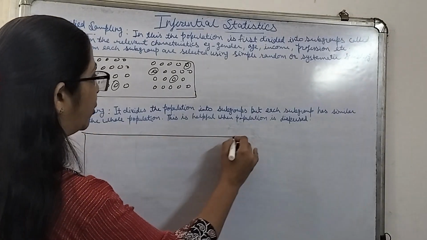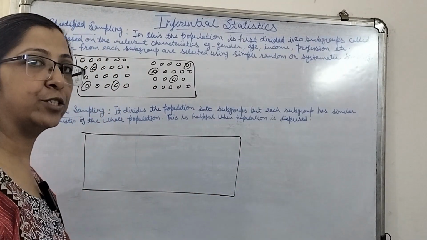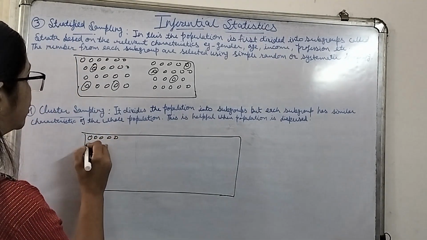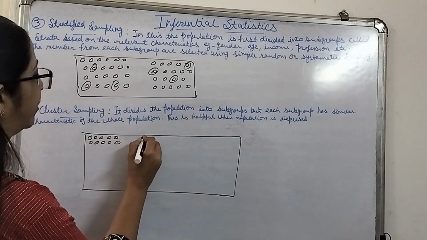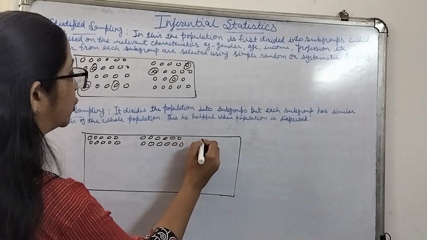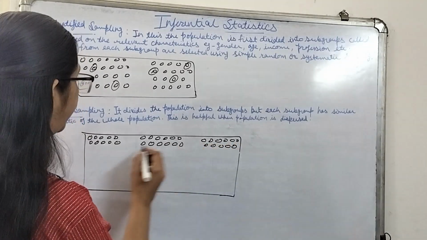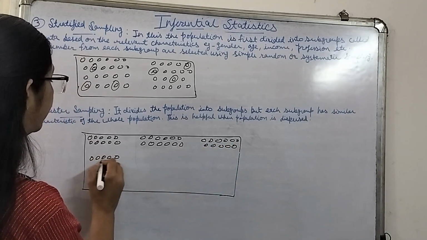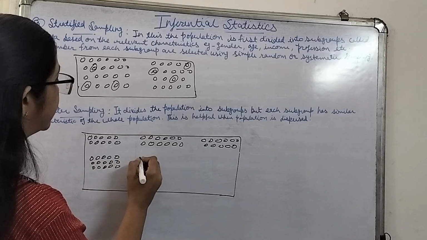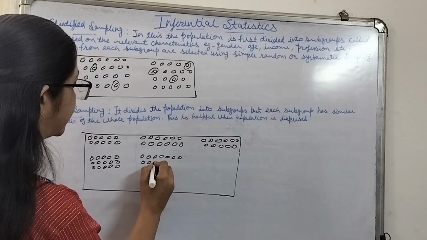Suppose this is your whole population, and in this whole population we have students of the whole school. So what we have done is we have taken students of class 1, students of class 2, students of class 3, like this we have made subgroups, and then from these subgroups we will be selecting the members for your further processing. So like this, members can be selected for the sample.